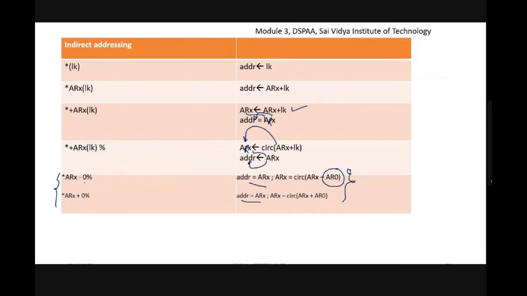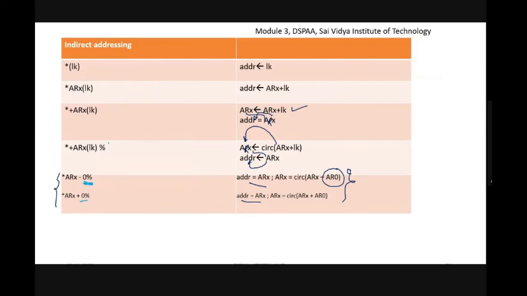Here, including B, if you have 0 also, then what happens? So here it is 0 percentage if it is there, plus 0 percentage if it is there. Circular addressing of ARX minus AR0, circular addressing of ARX plus AR0. So whenever 0 is there, AR0 will appear. It acts as an index register. And if we have *+LK, content will be copied to ADDR, then *ARX(LK), then ARX plus LK is copied here. Then *+ARX(LK) if it is there, this addition takes place, then it is copied here.